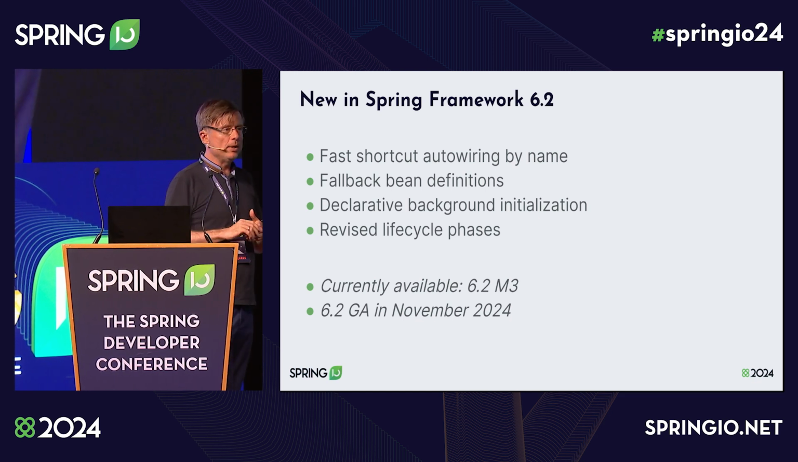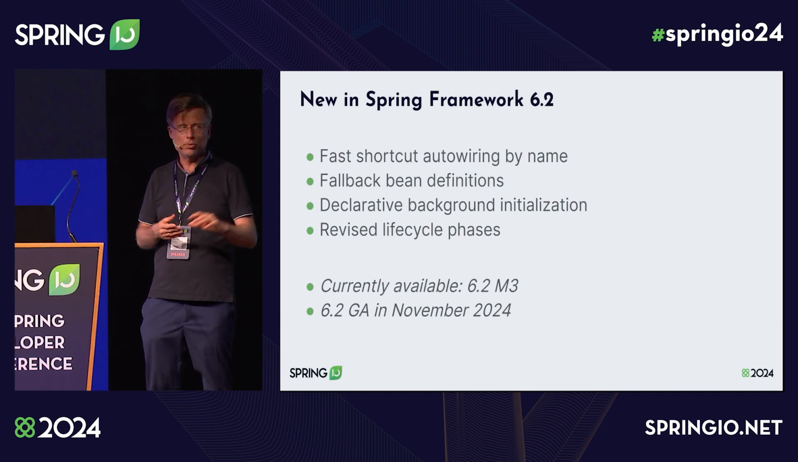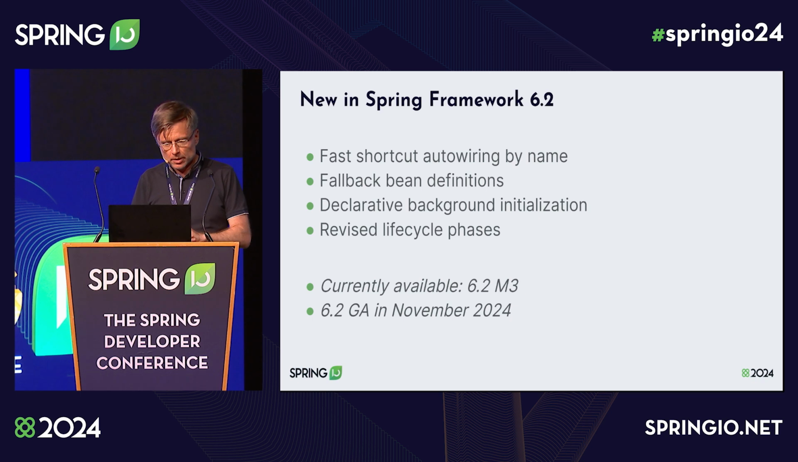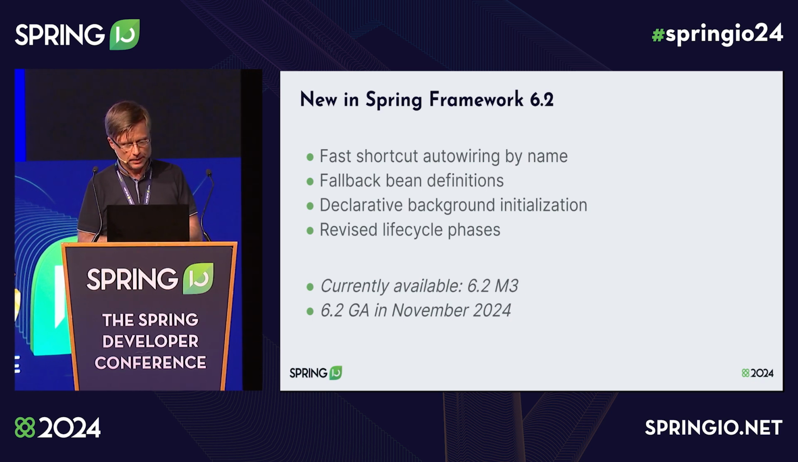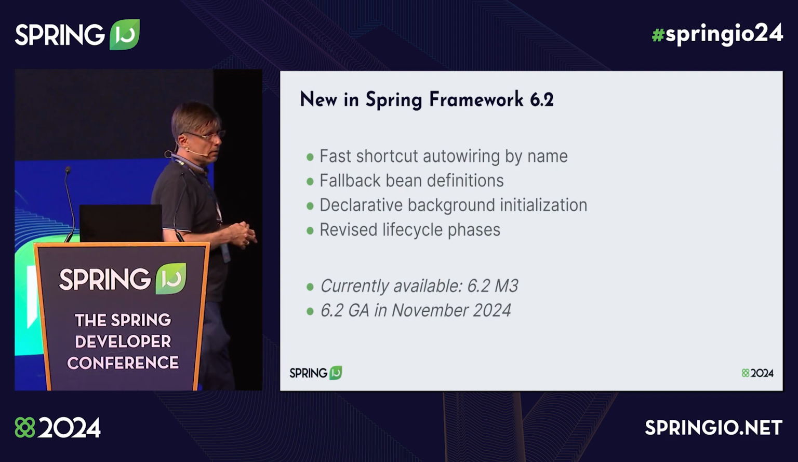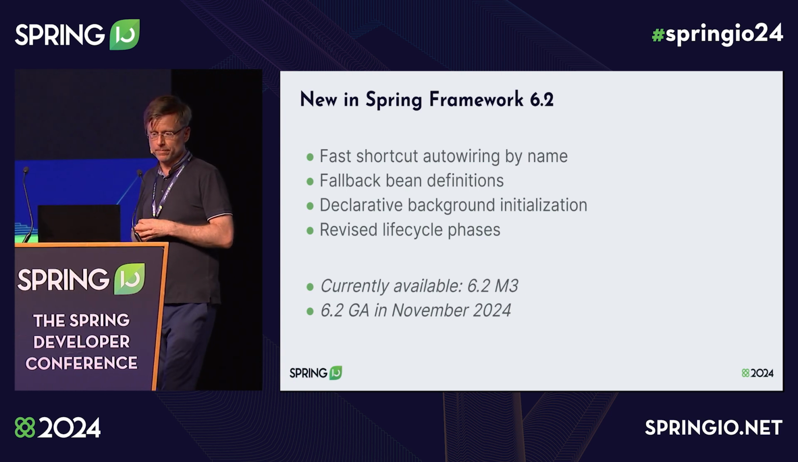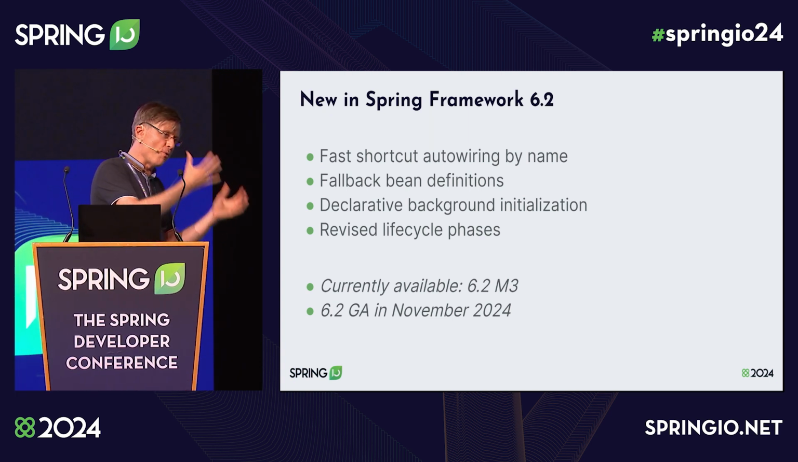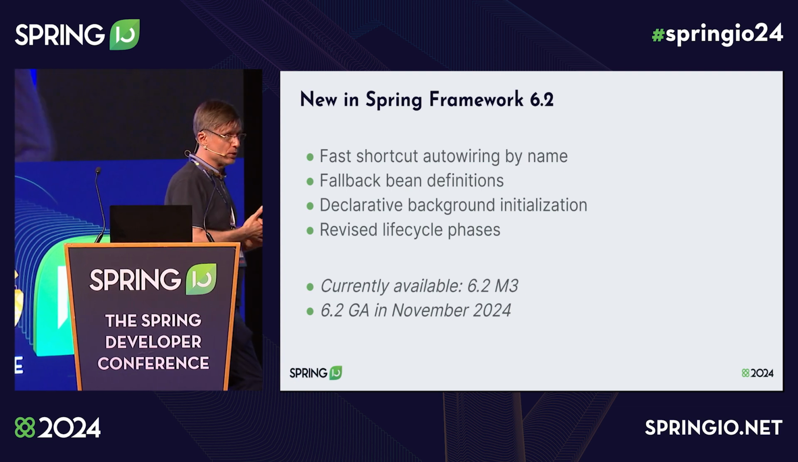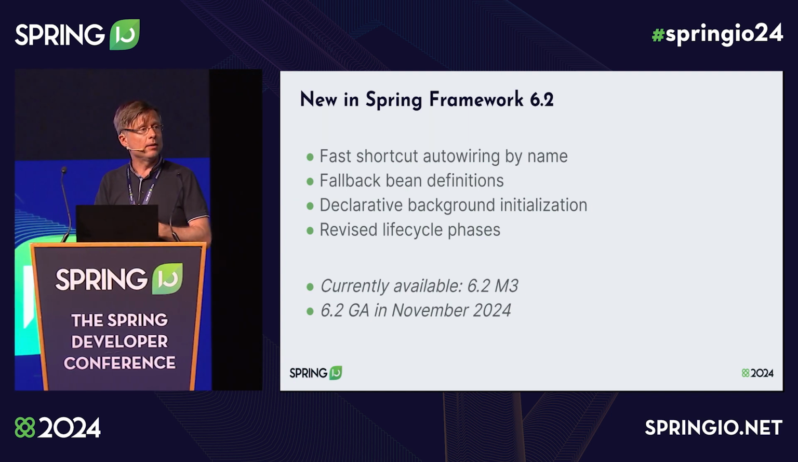A reminder, 6.2 is currently in pre-release stages. So we have milestone 3 out, and whatever you've been seeing in the demos at this conference is usually using 6.2 M3 with current Boot, so the framework version manually upgraded. 6.2 GA is planned for the November release train, along with Spring Boot 3.4. So it's an opportunity to give the new core framework generation a try. We'll have Spring Boot 3.4 milestone soon, but you could even use it with Spring Boot 3.3 and just manually upgrade the core framework version.